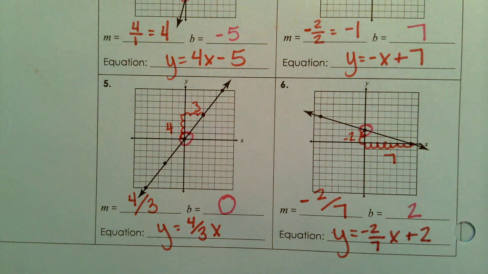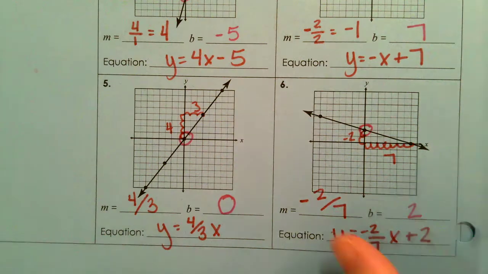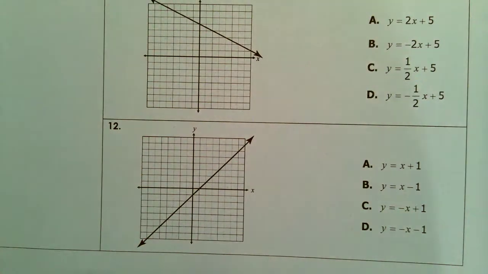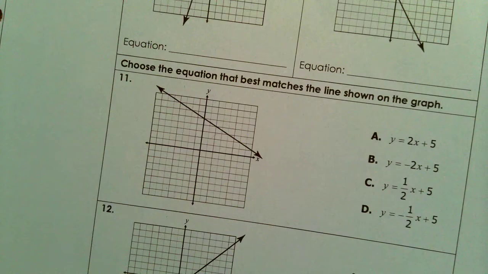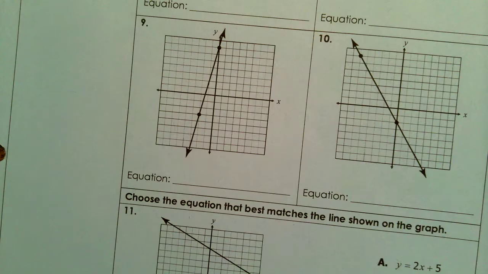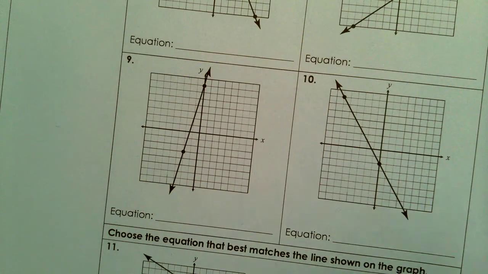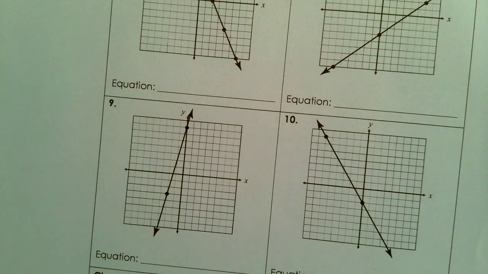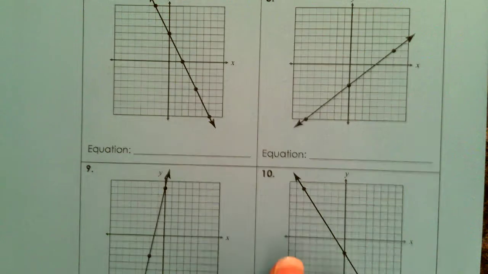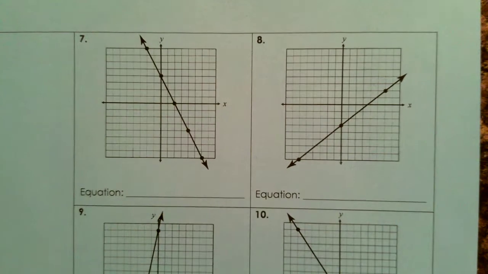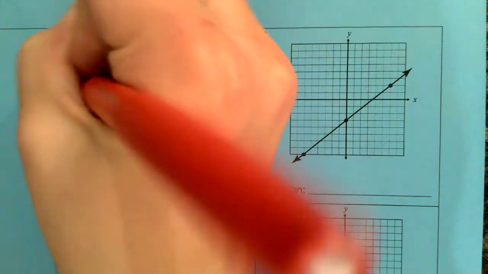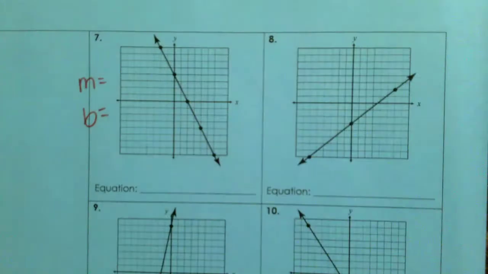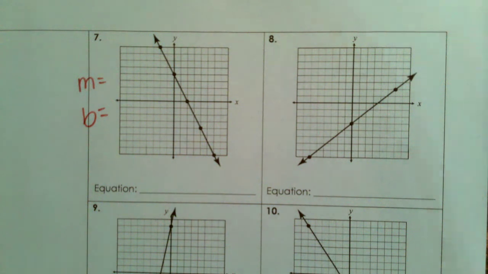Okay, so if you need to go ahead and rewatch any of those examples, please go ahead and do that. Otherwise, we are going to move on to the next side of this page, which is these problems. The only thing that's different about these problems is they don't have the m and the b written out for us, but you can go ahead and write m equals, b equals, if you're used to that. So that's the only difference between this side and the front side, okay?